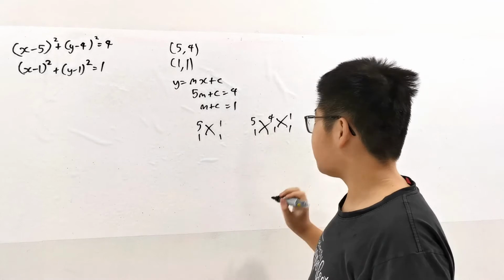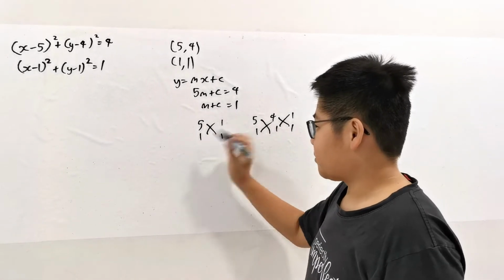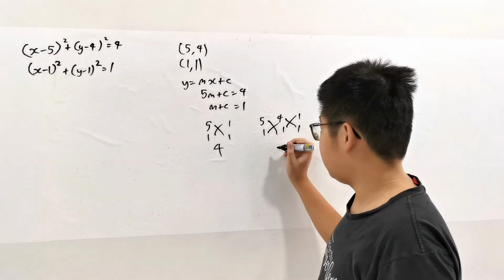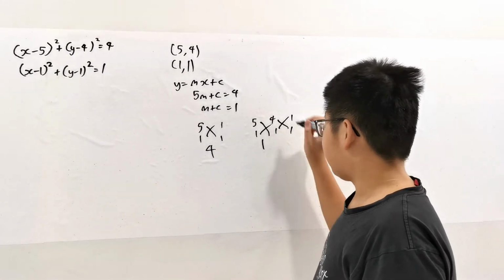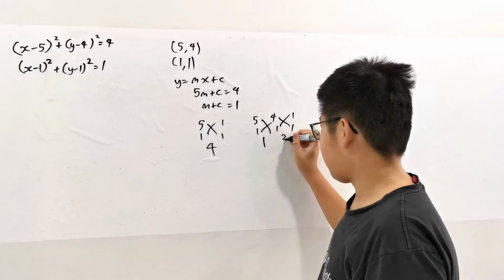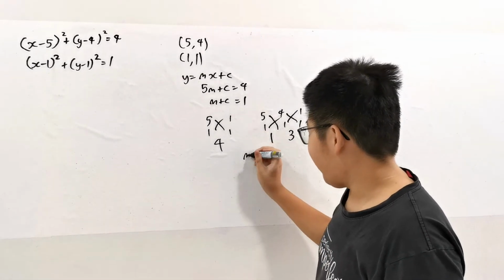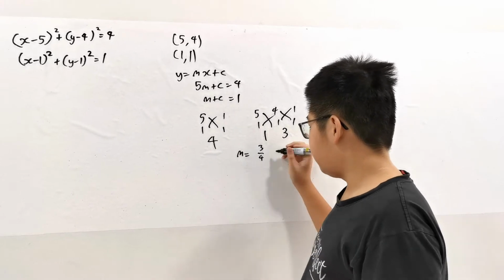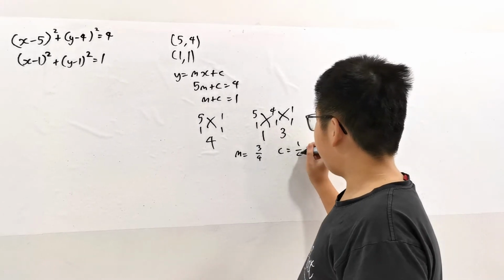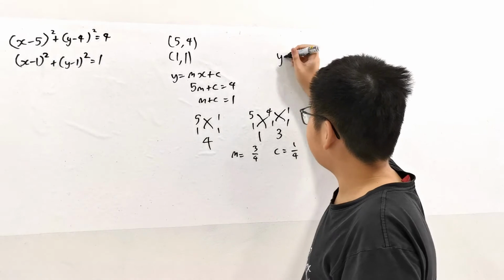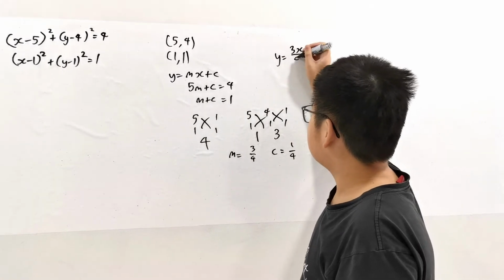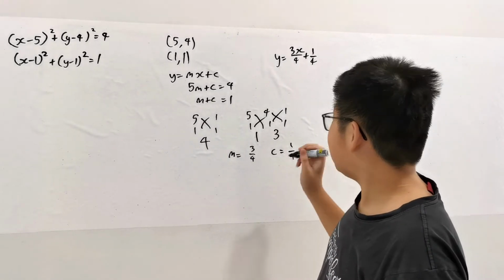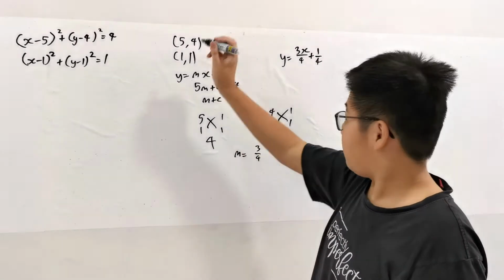You know the determinant for matrices. So 5 times 1 minus 1 times 1, you get 4. 5 times 1 minus 1 times 4 is 1. 4 times 1 minus 1 times 1 is 3. So m equals this number divided by this number, 3 over 4. c equals 1 over 4. Let's write down this equation because we will use it. If you test this equation out, it will work for both.